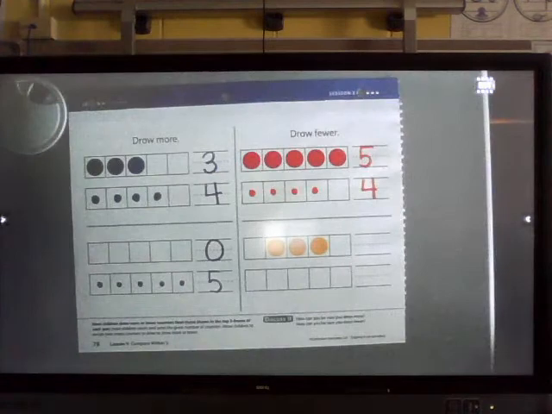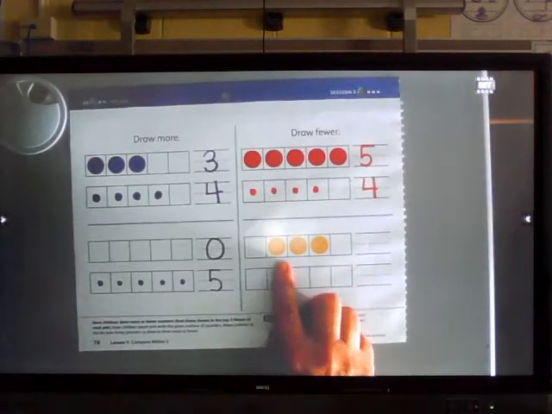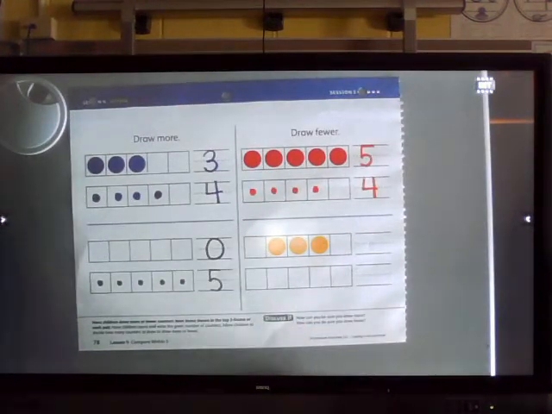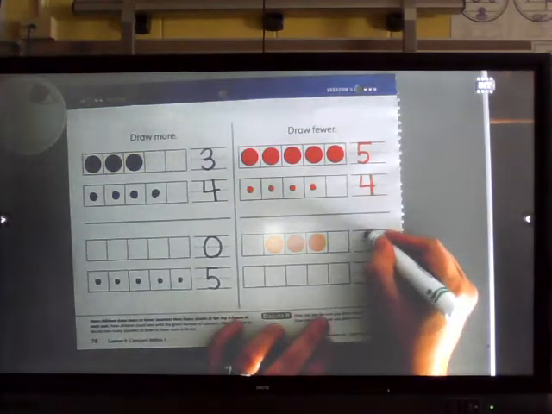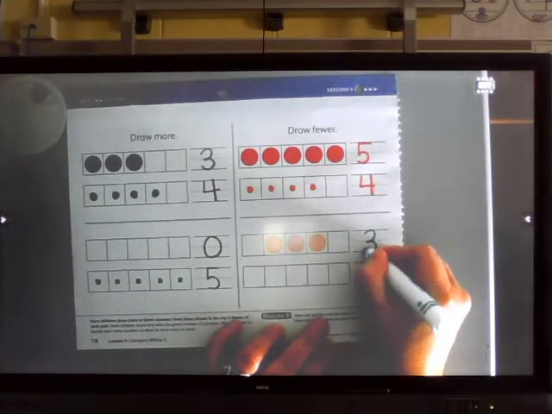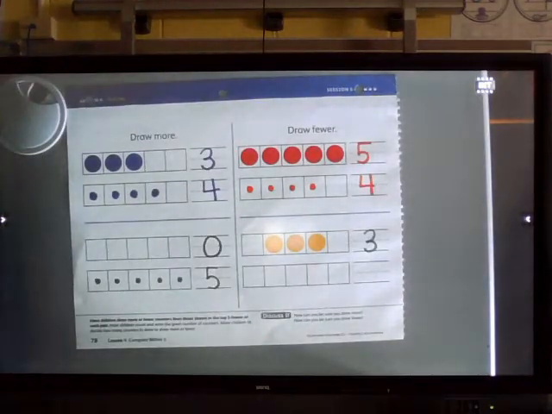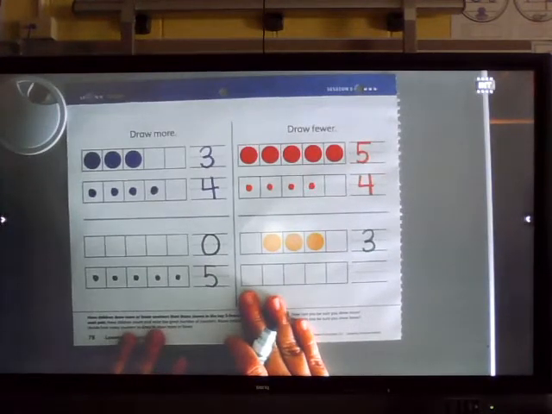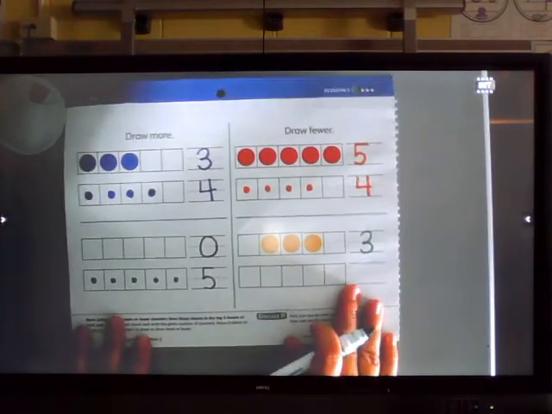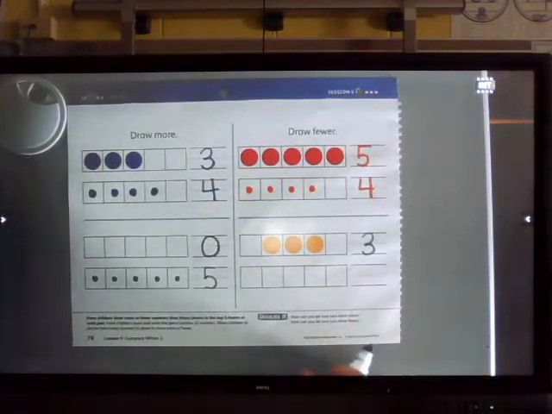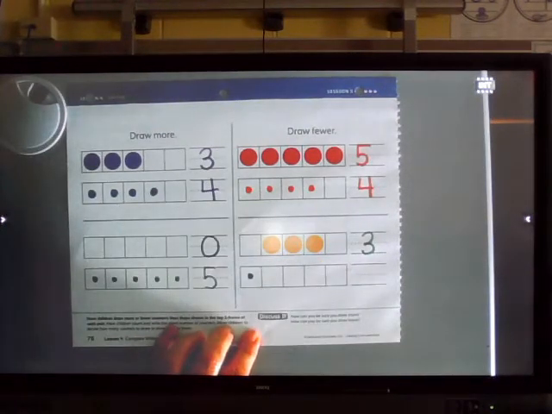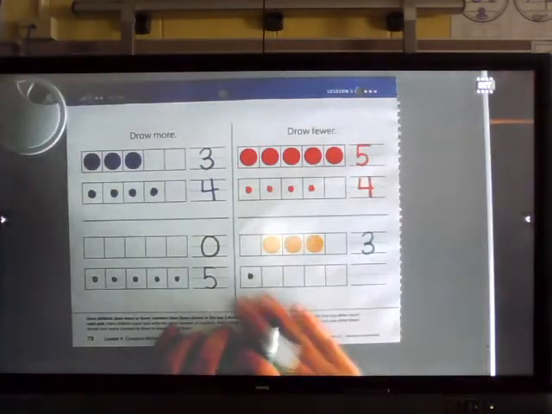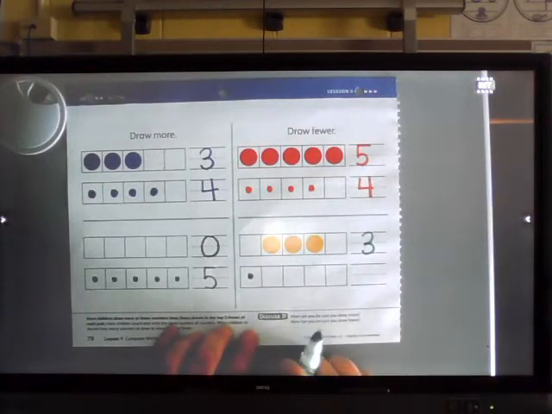Now, down here to my last example, how many does this 5 frame show? 1, 2, 3. Yes, it shows 3. Around and stop, around and stop. Number 3. So, if I were going to show fewer, I already have fewer down here because I have 0. And 0 is fewer than 3. But if I wanted to put 1 in there, is that fewer? Yes, there are still more up here, so 1 is fewer than 3.